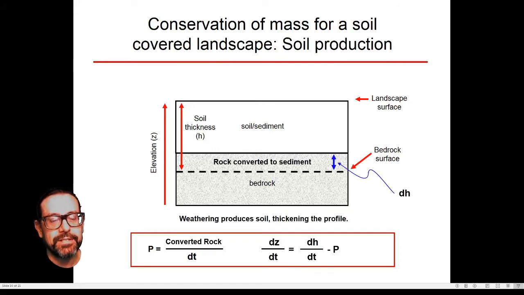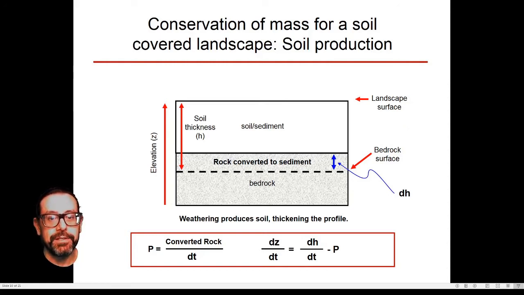So we can begin adding some processes to this very simple situation, so we can derive equations that will predict how landscape elevation will change through time. And the first thing that we introduce here is soil production. And soil production is, at a very basic level, the conversion of bedrock to soil. The bedrock weathers and breaks down and is converted to smaller pieces that become ultimately soil or sediment.